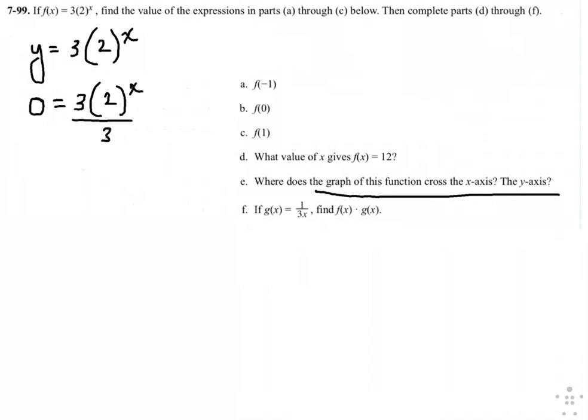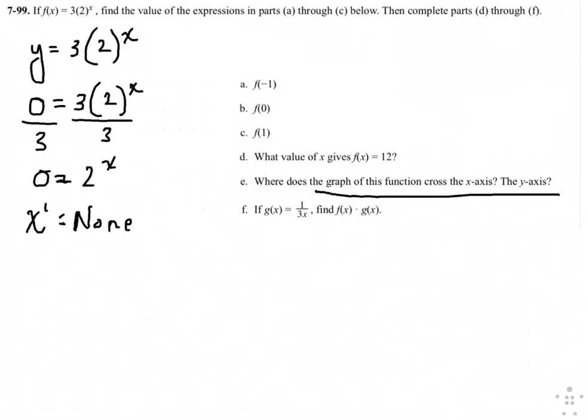Divide both sides by 3. So 0 equals 2 to the x. When does 0 equal 2 to the x? What value of x would make the right-hand side 0? And the answer is nothing would. So in this case, the graph does not cross the x-axis. So the x-intercept is none, right? It never crosses the x-axis.